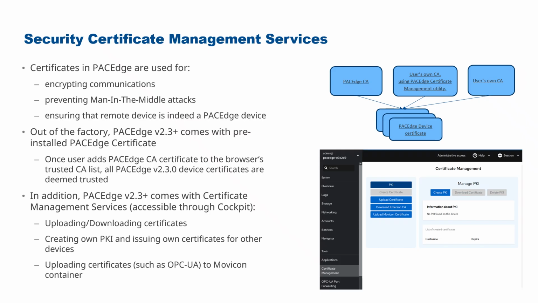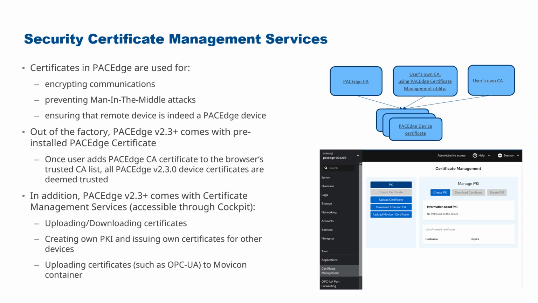Out of the factory, as long as you've got PACEdge 2.3 or above, they come with a pre-installed PACEdge certificate. You can add that PACEdge certificate to the browser's trusted list, and then all PACEdge device certificates are deemed as trusted. It's a manual function you need to do to actually update the certificate. But that's the same as going to any web page. Normally that certificate management is handled automatically, but it makes sure that you've got that trusted communications.